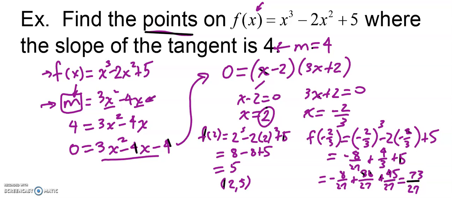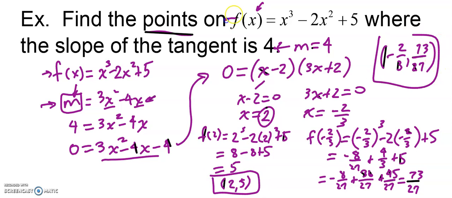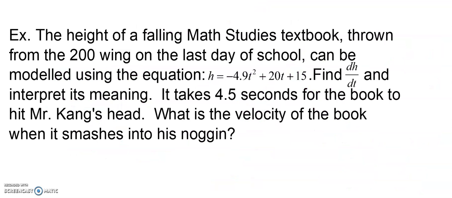So this last point would be at negative 2/3 comma 73 over 27. So the 2 points where this graph of f of x would have a slope of 4 is at those 2 points. Okay, last example.